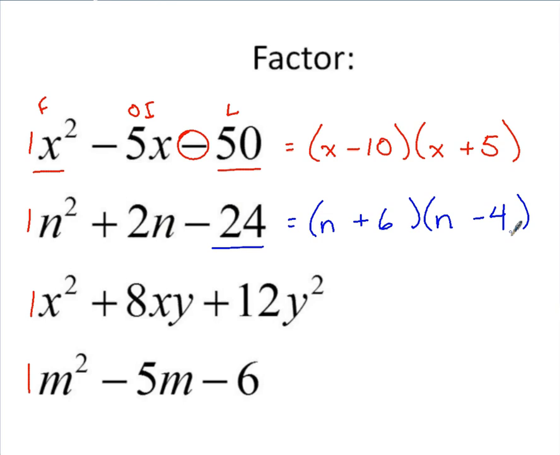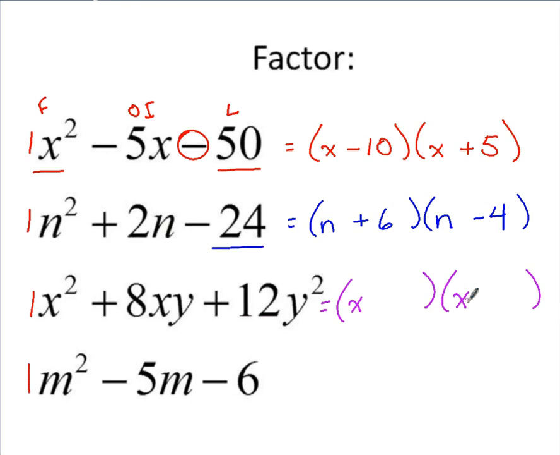Okay, we're spicing things up now. We threw an extra variable in here on the third one. I think we can handle it. Okay, if the pattern holds true, we've got an x in the lead position here, an x squared in the lead position here, so need x's in the lead position in each of the binomials. X times x gives you x squared.